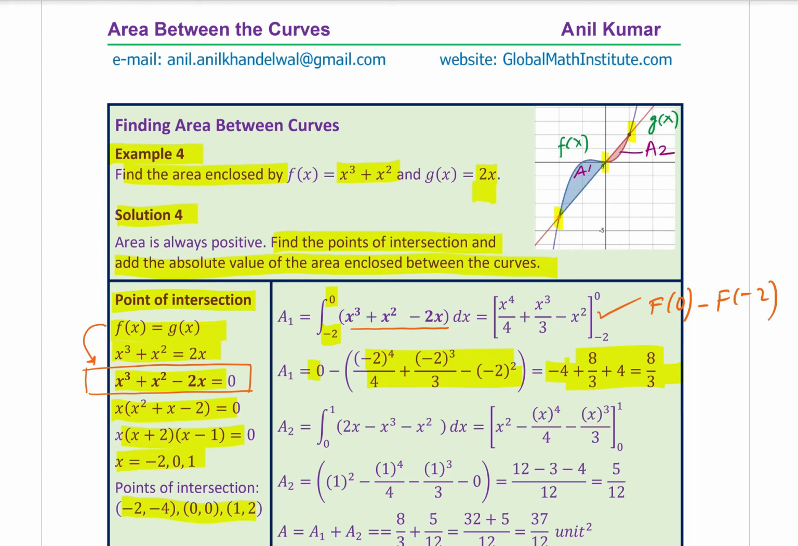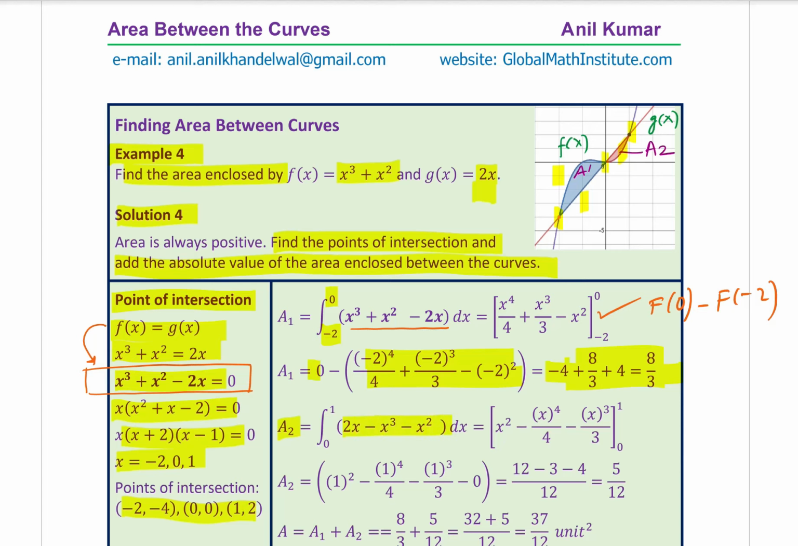So we get an integral which is 8 over 3, right? Since we interchanged, we wrote f on the top and g of x at the bottom. You understand, we got a positive integral.